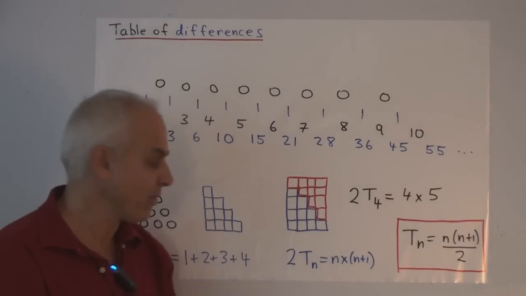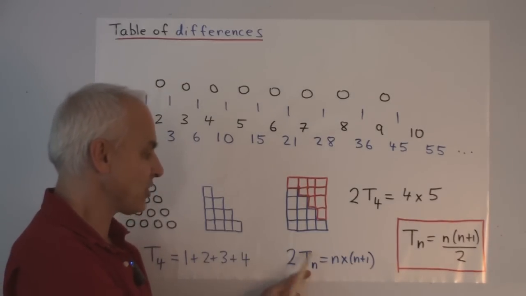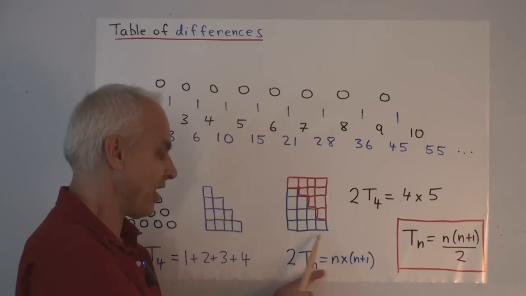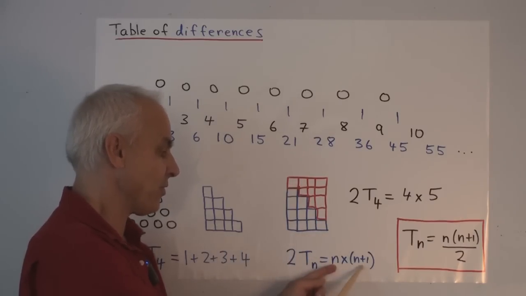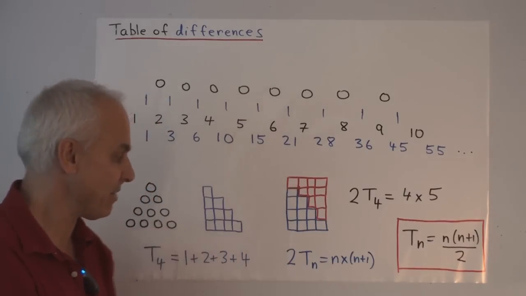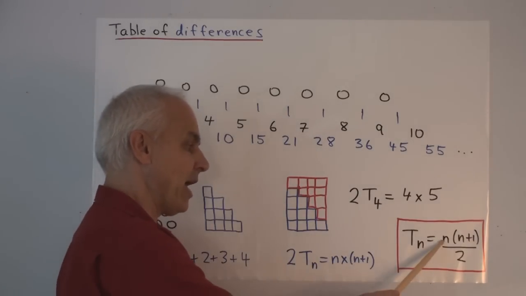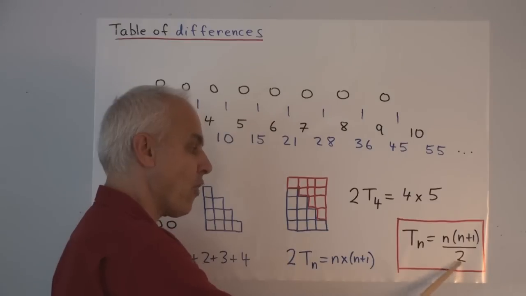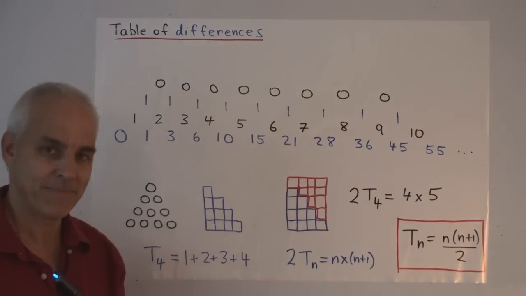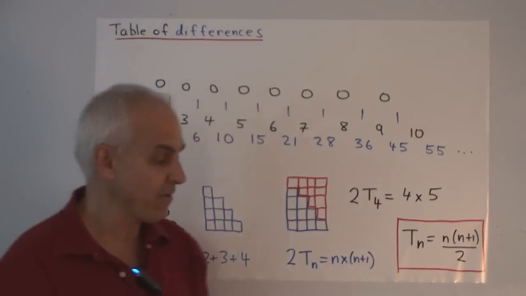And that works in general. 2 times Tn is going to be a rectangle with sides n and n plus 1, so the total area will be n times n plus 1. From which we deduce that Tn is equal to n times n plus 1 over 2.